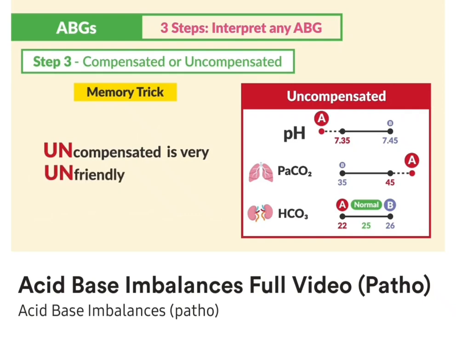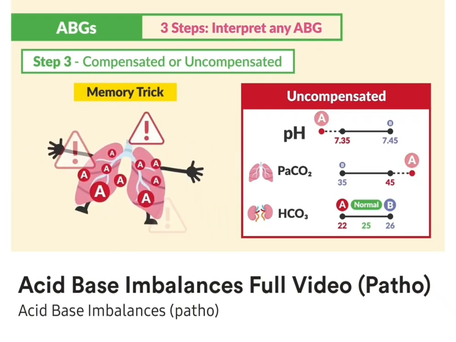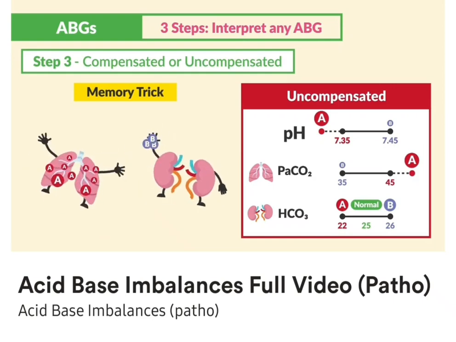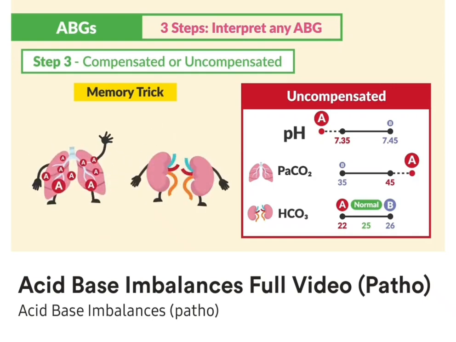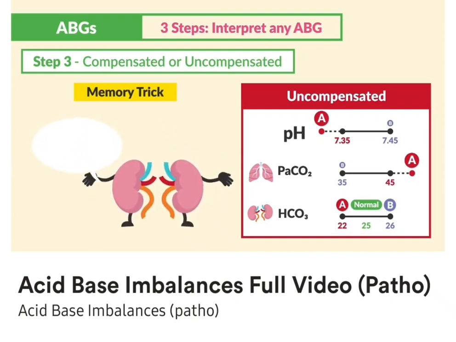And let me explain why. For example, let's say the pH and the lungs are in acid overload. They need some serious help. So we expect the kidneys to help a brother out and go to base to balance us out, right? But nah, in unfriendly uncompensation, the kidneys don't care about the acid problem. They just live in their best life, saying, not my lung, not my problem.